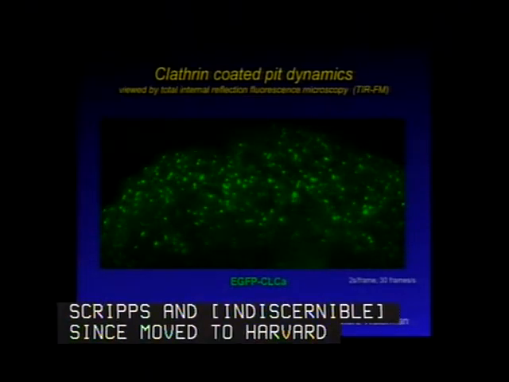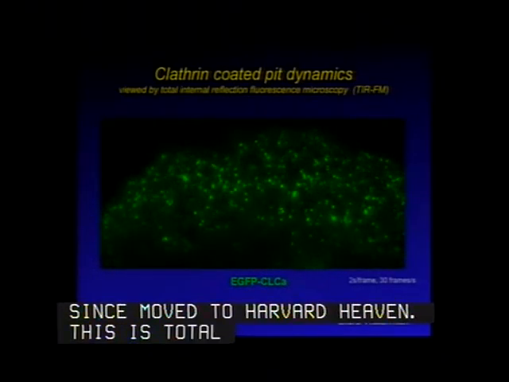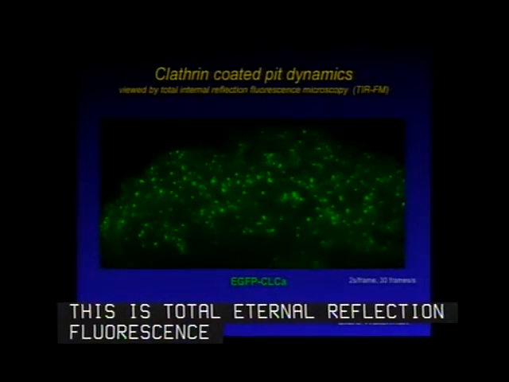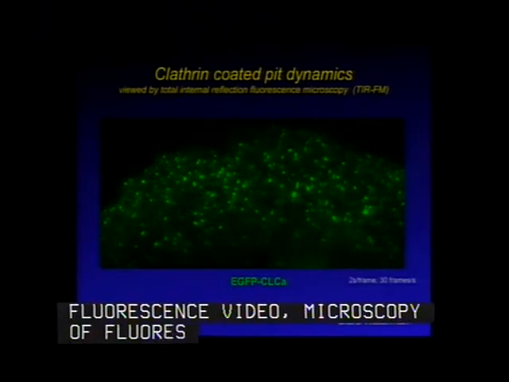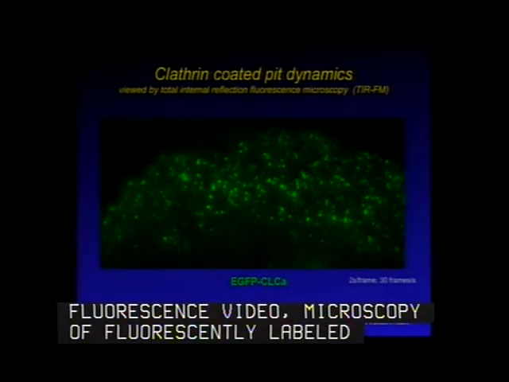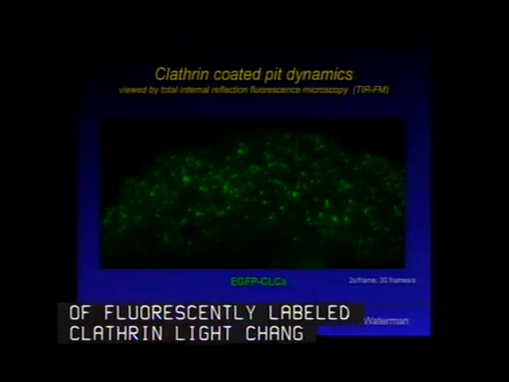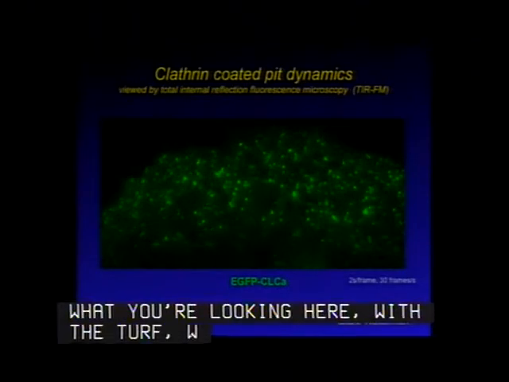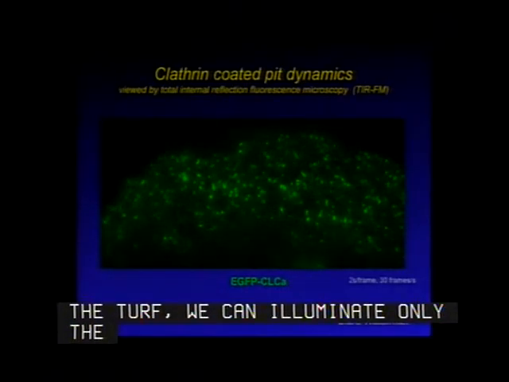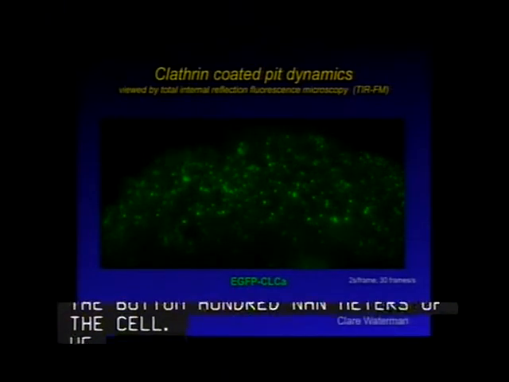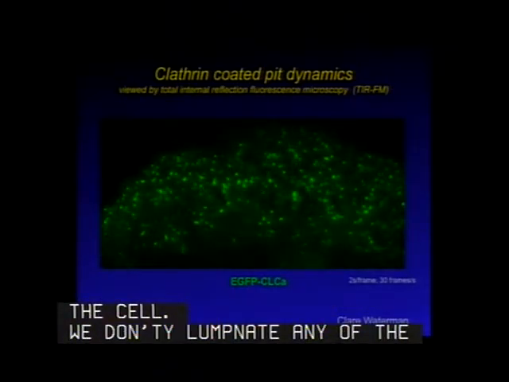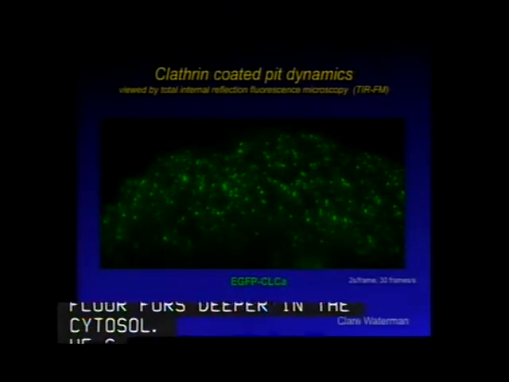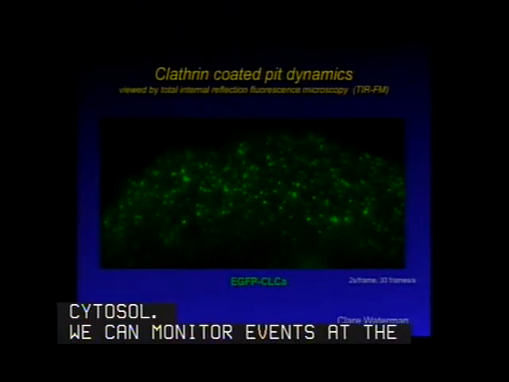This is total internal reflection fluorescence video microscopy of fluorescently labeled, EGFP-labeled clathrin light chain dynamics in a BSC1 monkey endothelial cell line. And what you're looking at here is with the TIRF, we can illuminate only the bottom 100 nanometers of the cell, and we don't illuminate any of the fluorophores deeper in the cytosol. So in this way, we can monitor events right at the cell surface. It's ideally suited for monitoring clathrin-mediated endocytosis and other events at the cell surface.